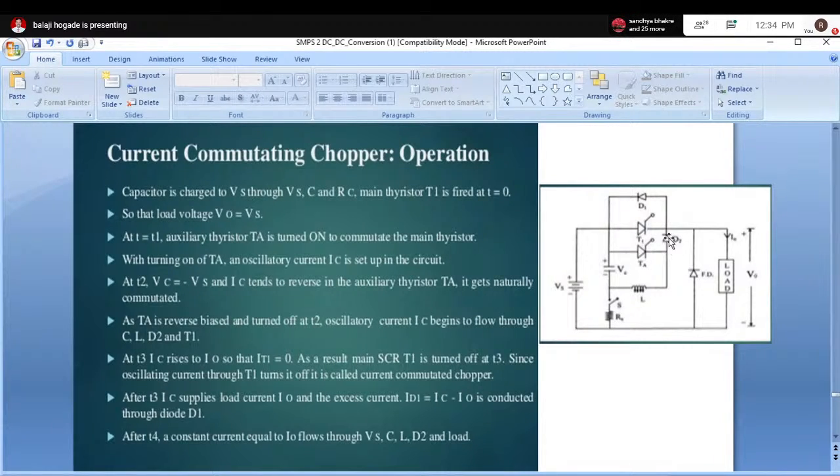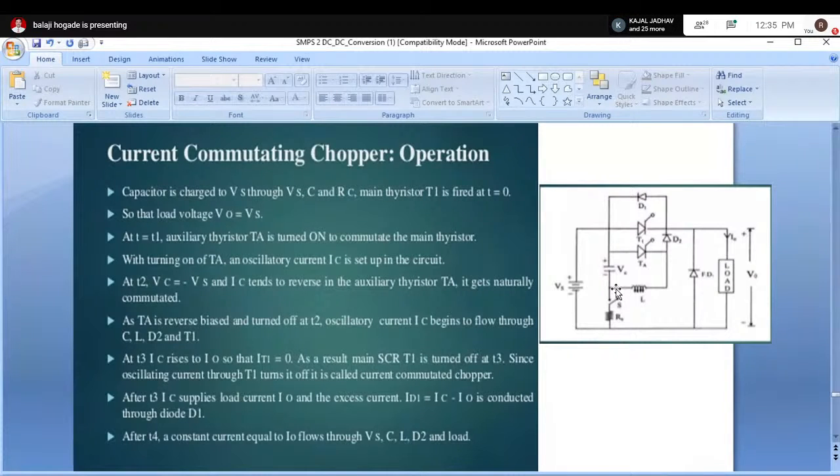Through the inductor, D2 and thyristor T1, and back to the capacitor. This current is flowing in the opposite direction to the load current through the thyristor T1. So there are two currents flowing in the main thyristor T1. One is the load current, the other is the commutating current. As TA is reversed, IC begins to flow through C, L, D2 and T1, and this loop will be closed.